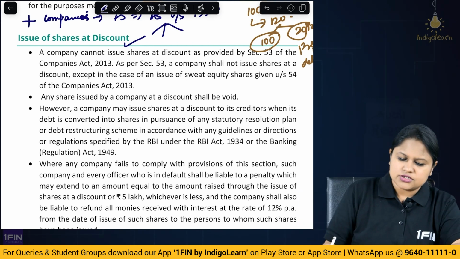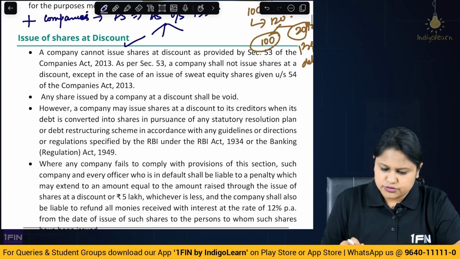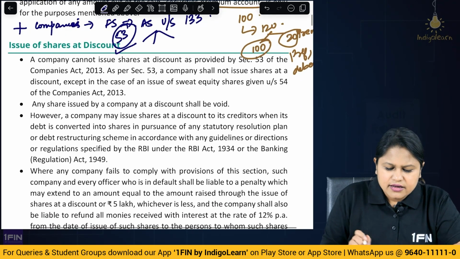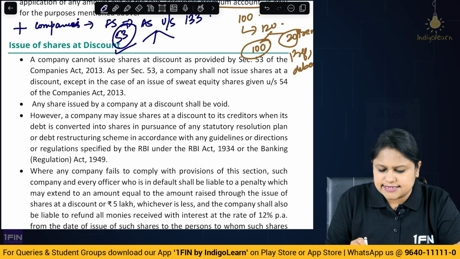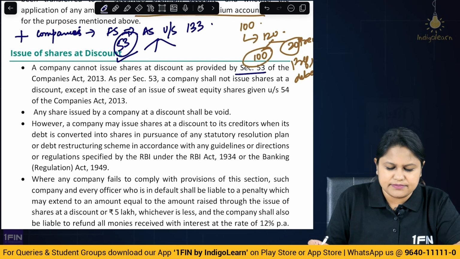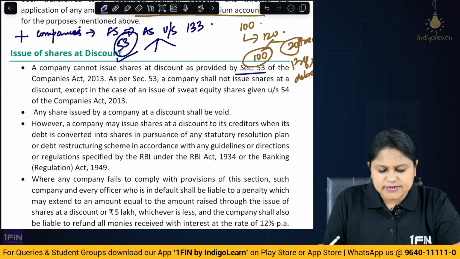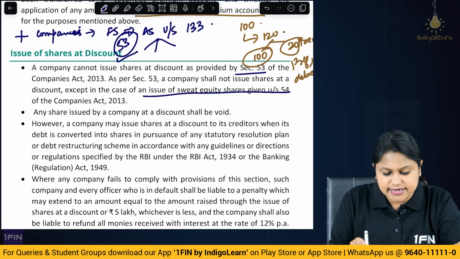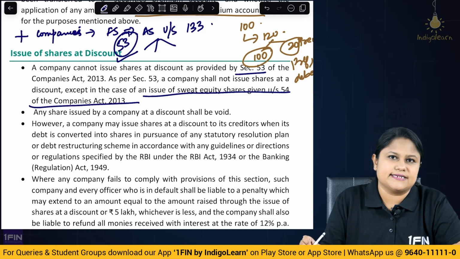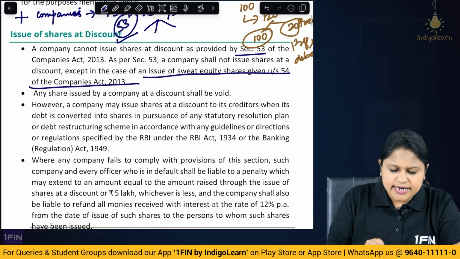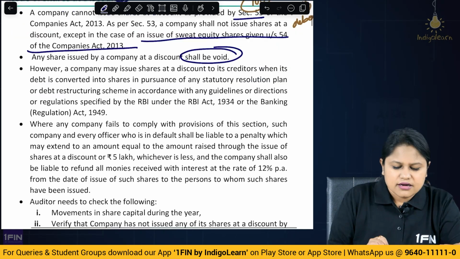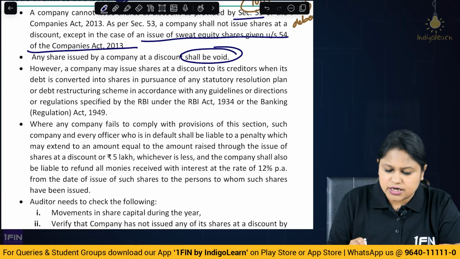Clear? All right. So now see, issue of shares at a discount, Section 53. A company cannot issue shares at discount as provided by Section 53 of the Companies Act 2013. As per Section 53, a company shall not issue shares at a discount except in case of issue of sweat equity shares given under Section 54 of the Companies Act 2013. I already explained it to you. Any share issued by the company at discount shall be void. No legal effect, absolutely. However, a company may issue shares at discount to its creditors.